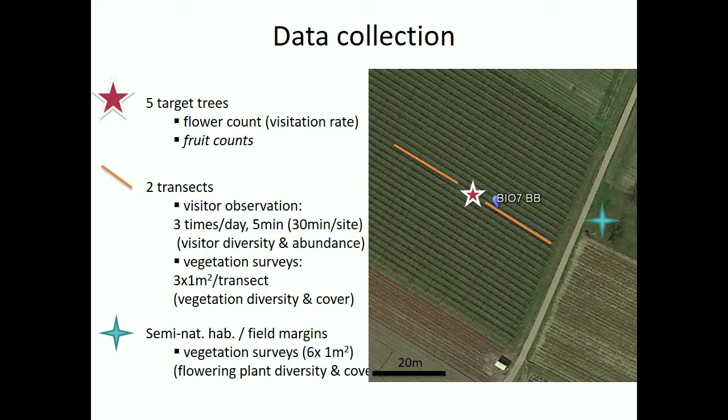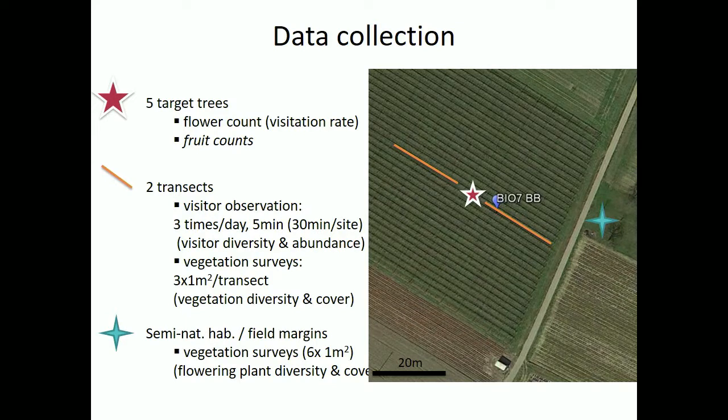So what kind of data did we collect? At the target tree, we monitored flower counts and fruit counts throughout the production period. I'm not going to present the fruit counts here. And in the transect, we did visitor observations. This is done 3 times a day at the peak flowering day, for 5 minutes each time. So we have a 30-minute observation per site. And we collected visitor diversity and abundance.